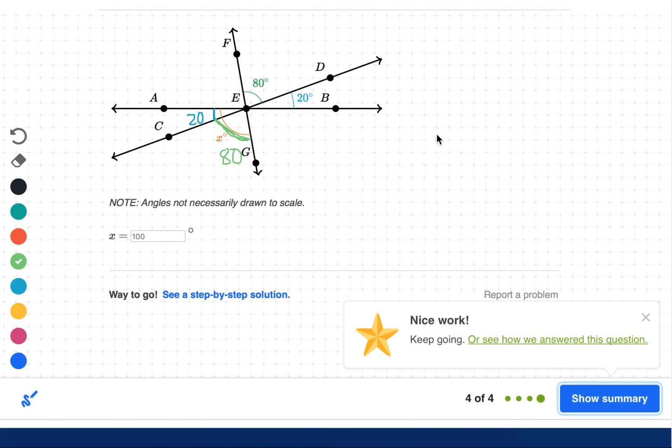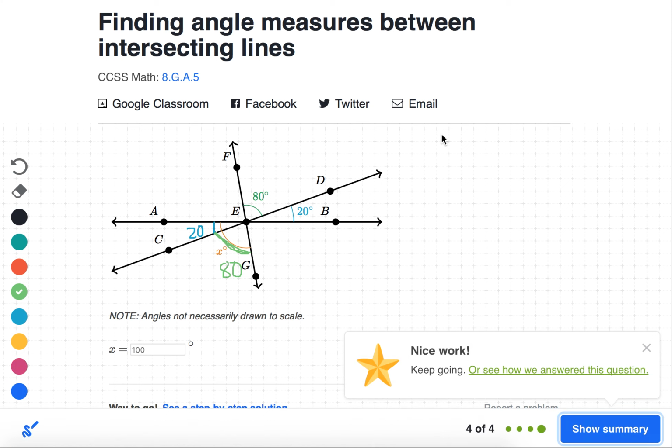So to recap, when you're finding angle measures between intersecting lines, look for vertical angles and angles that are supplementary.